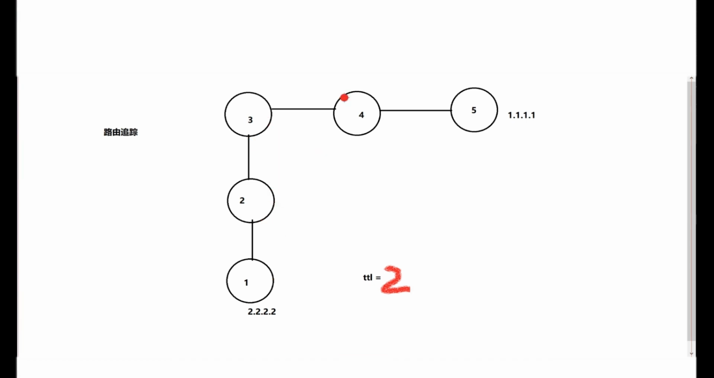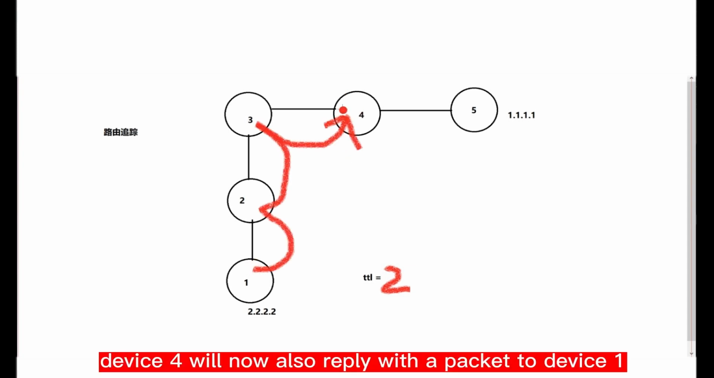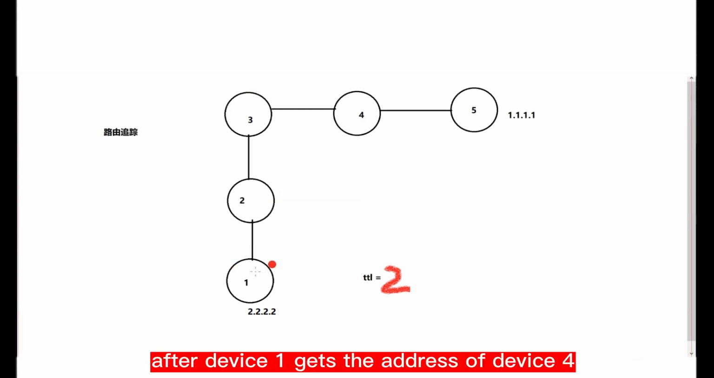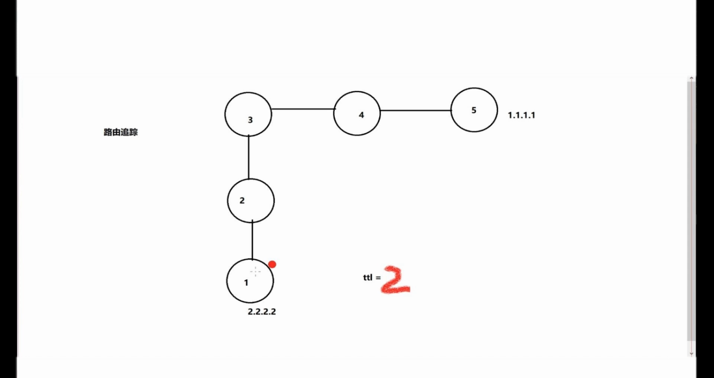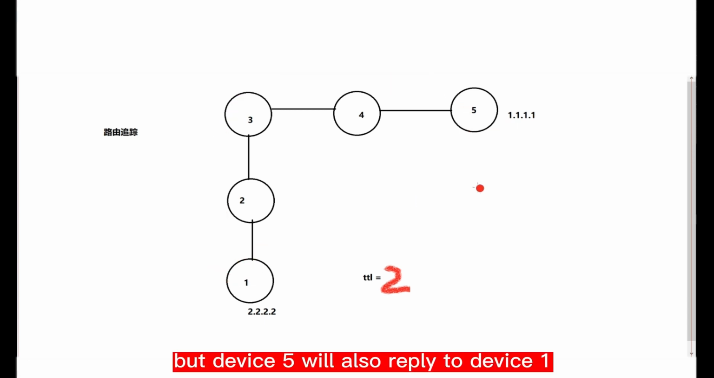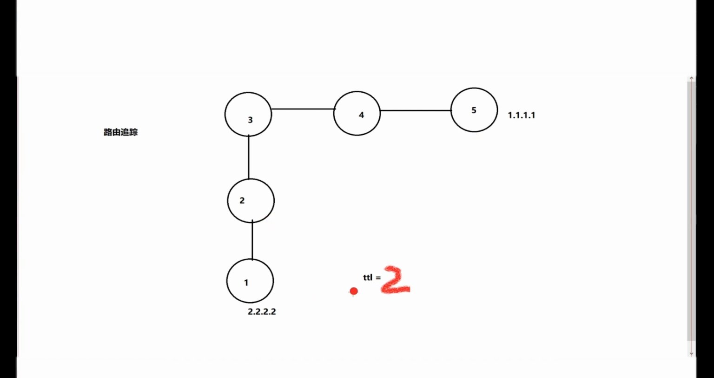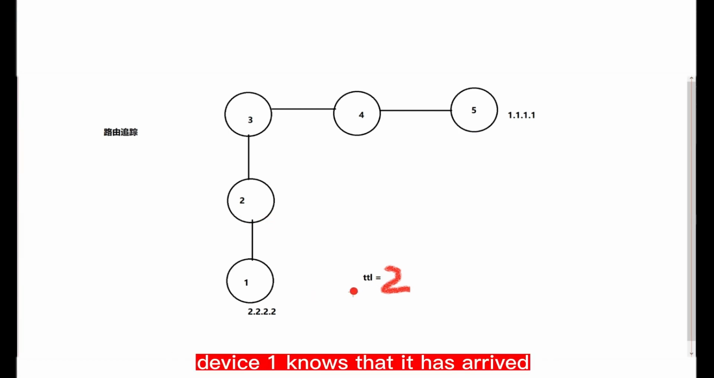Next, TTL is equal to 3. It arrives at device 4 here. Device 4 will now also reply with a packet to device 1. After device 1 gets the address of device 4, the next message goes on down to device 5. This is the destination. The message is also over. But device 5 will also reply to device 1. Device 1 knows that it has arrived.